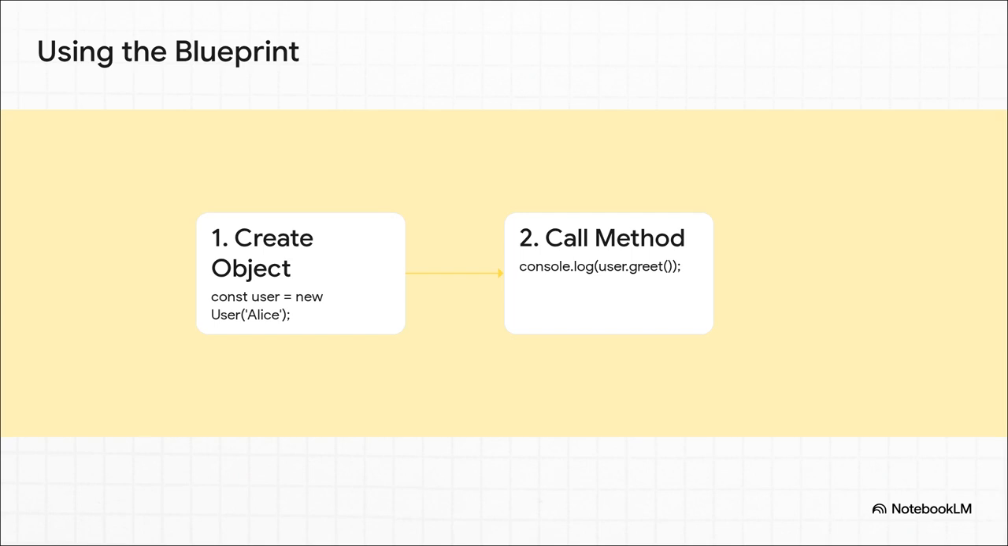So how do we actually use this blueprint? Well, it's pretty much a two-step dance. First, we use that new keyword to actually build the thing, to create a real object, or an instance of our User class. We'll call her Alice. Then, once Alice exists, we can just ask her to do things, like call her greet method. And that's it. That's the core loop. Build it, then use it.